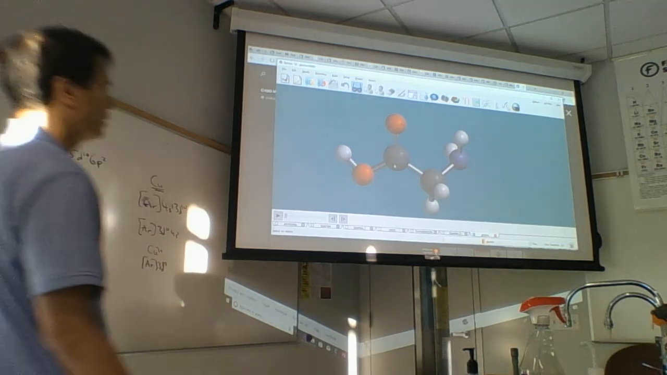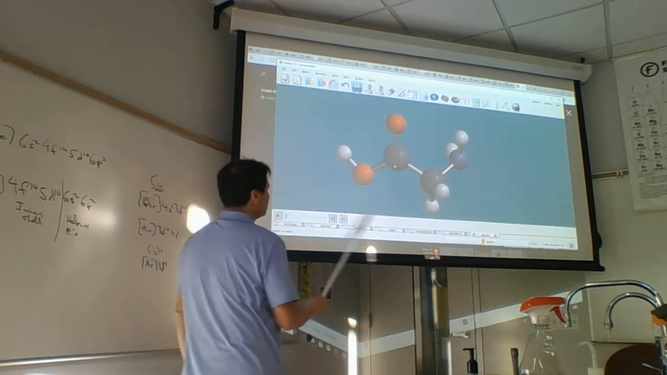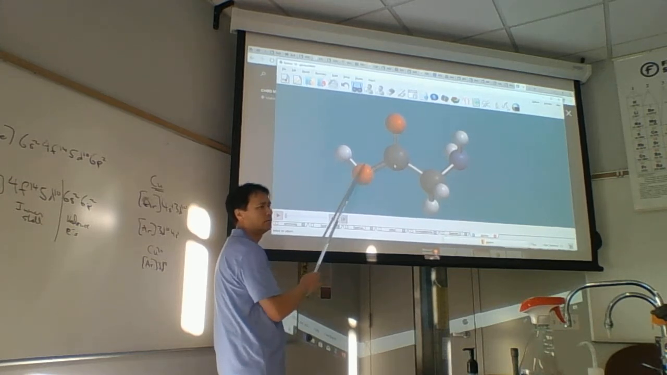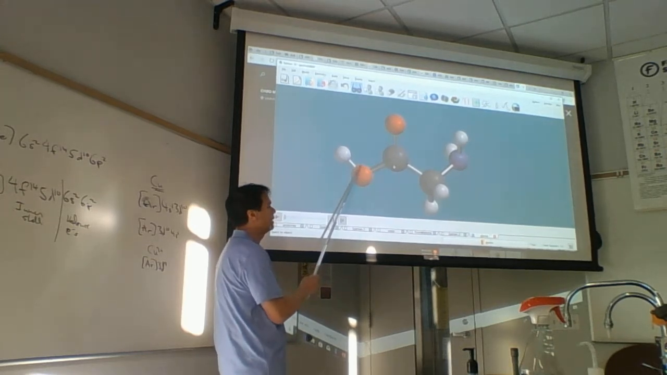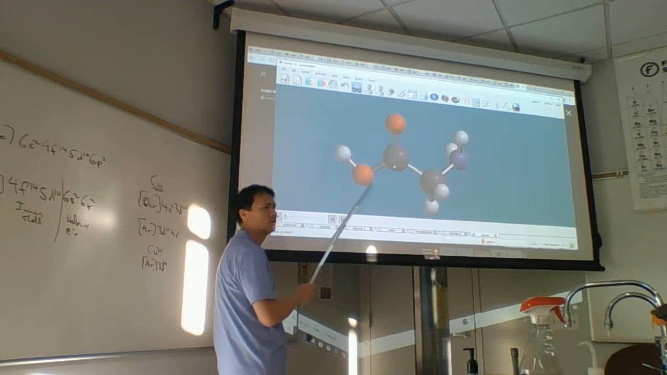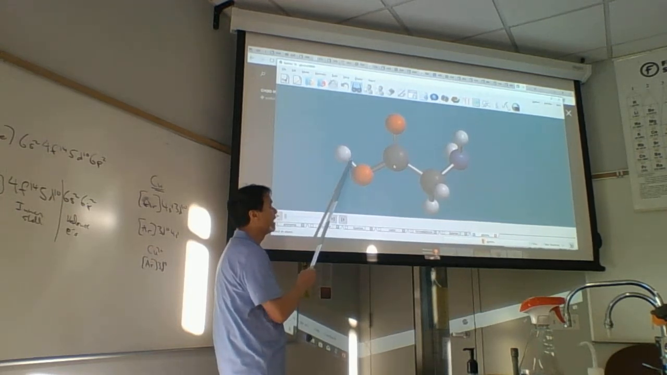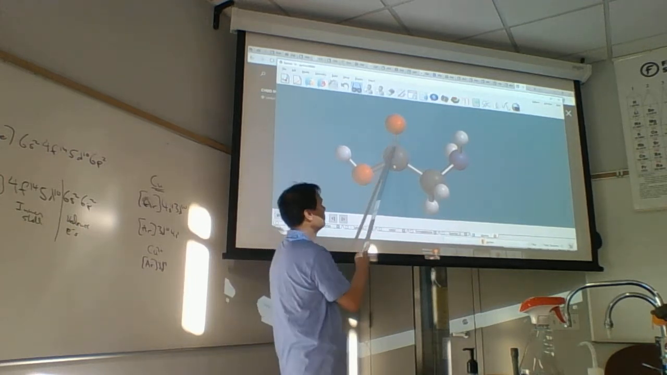While this is calculating, what does this look like to you? What this looks like to me is water. What do I expect the angle to be about? The ideal angle should be 109, but there are two lone pairs here, and it's going to be distorted to about 105.